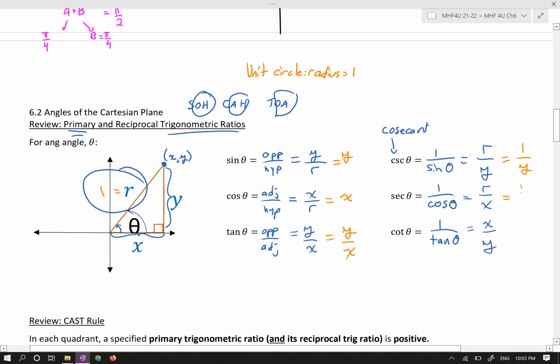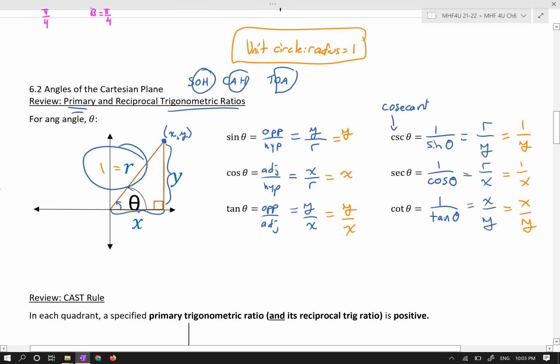Our secant ratio, 1 over x. And our cotangent ratio, still x over y. These will come into play later. We will certainly be using these ratios. Now, remember, these orange ratios are only true if we're working with a unit circle. If the radius of the circle we're working with is 1. If our terminal arm has length 1.